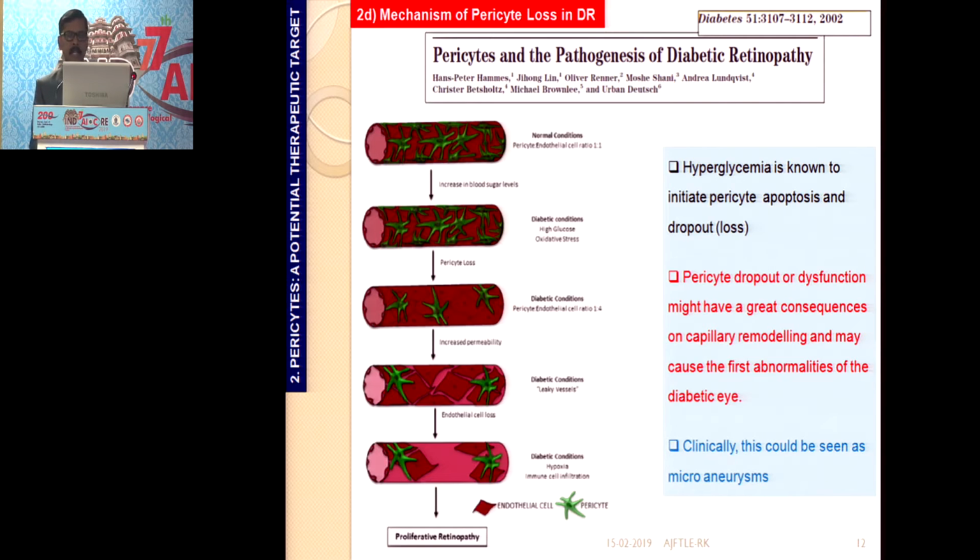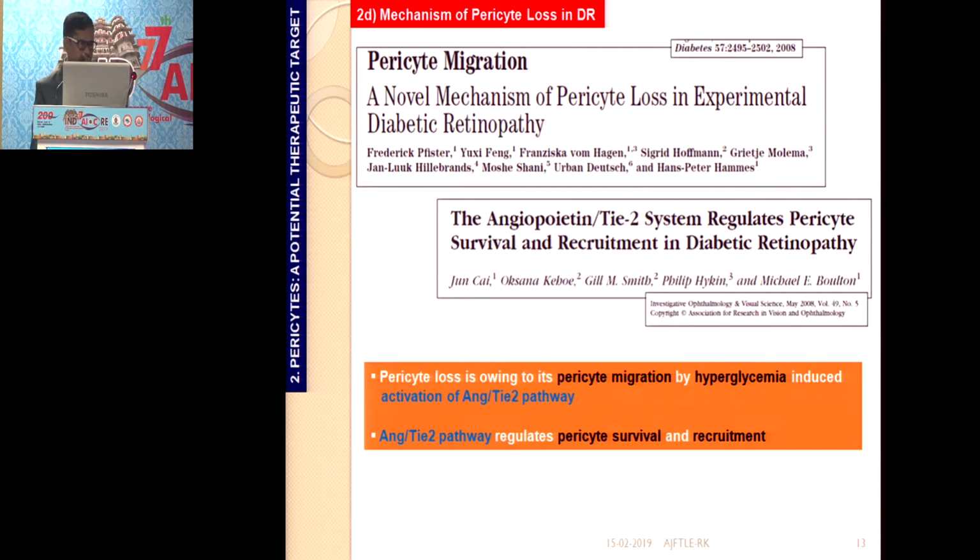During diabetes, the increase in hyperglycemic condition leads to pericyte apoptosis by activating different pathways, ultimately ending with pericyte dropout. Clinically this can be seen as the formation of microaneurysms. In this picture you can see that in the presence of hyperglycemia, there is an increase in the ratio of pericytes to ECs. Different studies have been performed so far to understand the mechanism of pericyte loss, and one of them is that hyperglycemia induces different pathways.